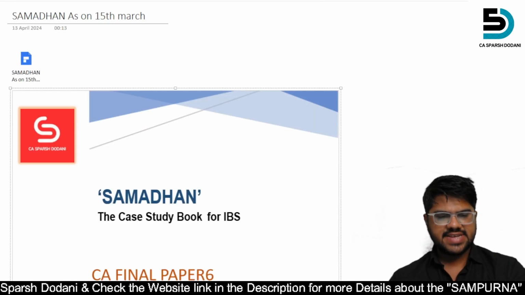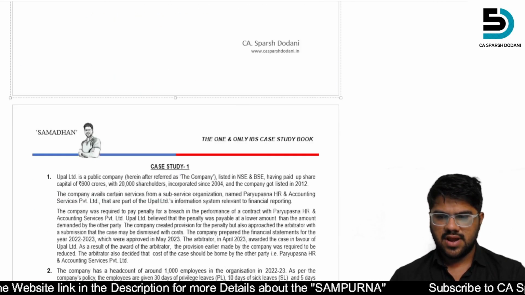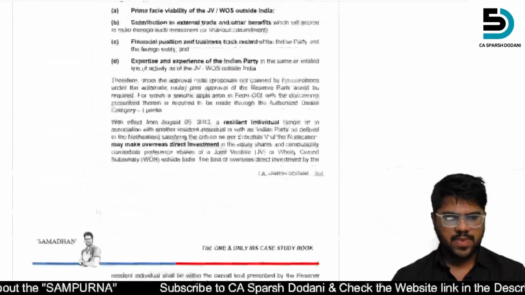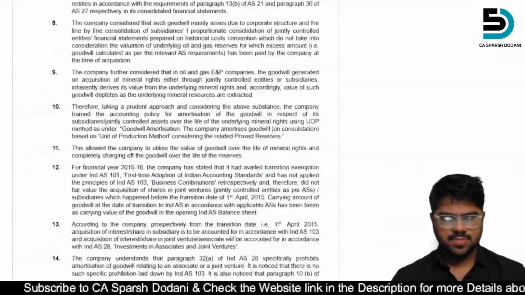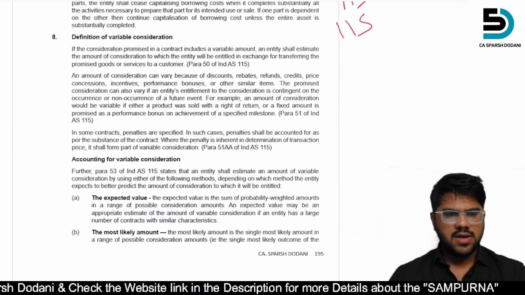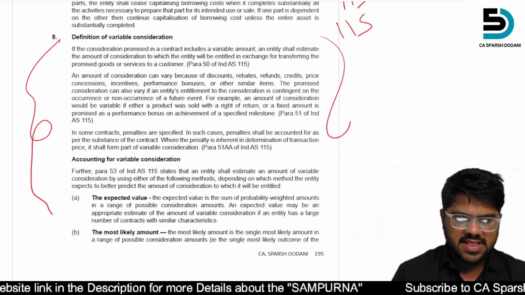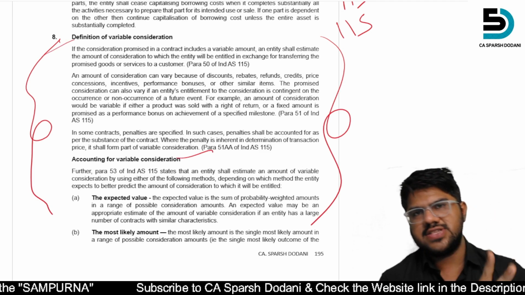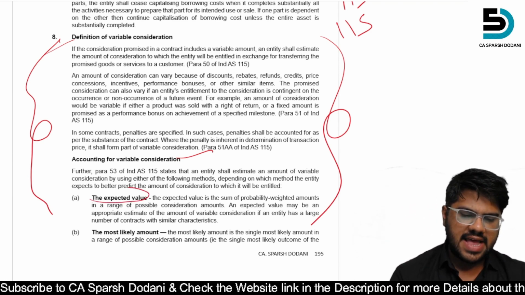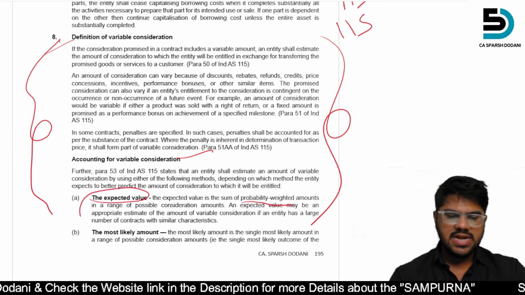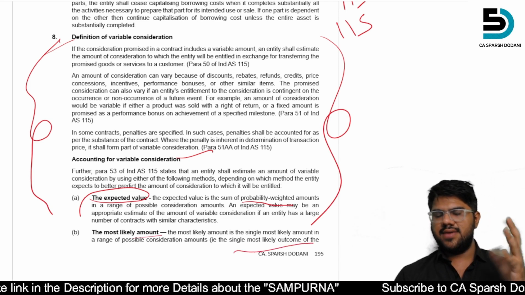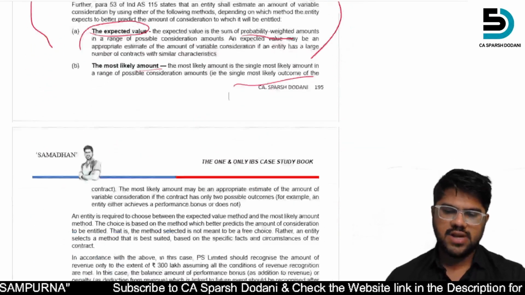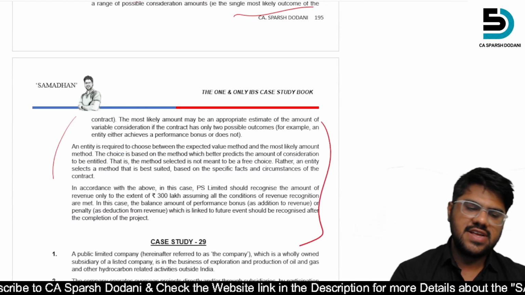If you want to know the definition, yeah, the definition of variable consideration is given in the Samadhan only, but the accounting treatment, as I showed you, has two methods by which the variable consideration can be accounted for. First is the expected value, which is the sum of probability weighted amounts, and the second one is the most likely amount, that is the single most likely outcome, and then you will value the variable consideration as per it. So it is also given in the Sampurna, and now you have the definition in Samadhan as well.